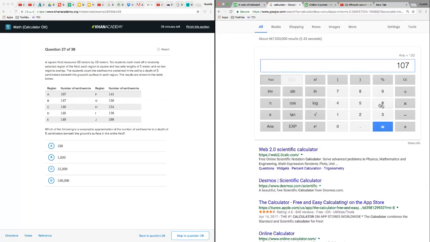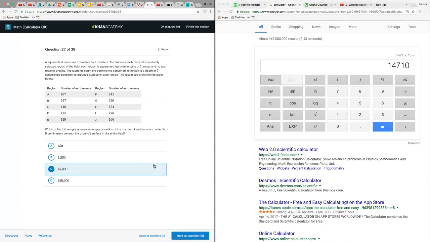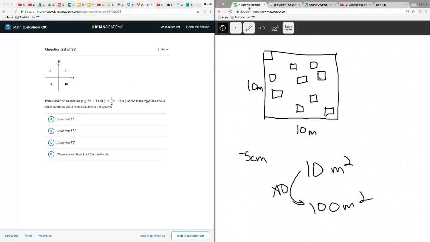So we got 107 plus 147 plus 146 plus 135 plus 149 plus 141 plus 150 plus 154 plus 176 plus 166 equals, times 10 equals about 15,000. So it's pretty nice. They're spaced out. That is it. Next one.